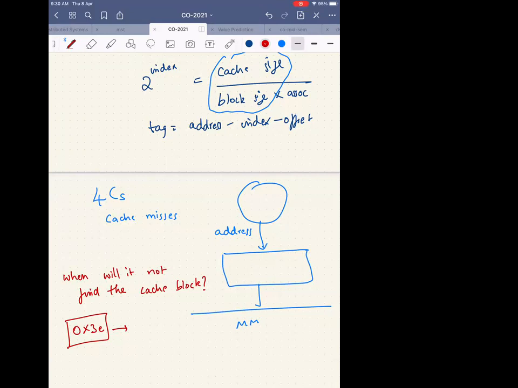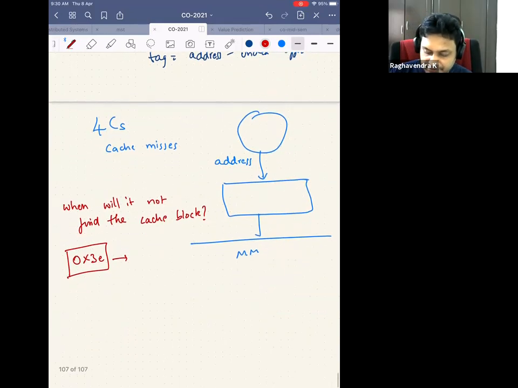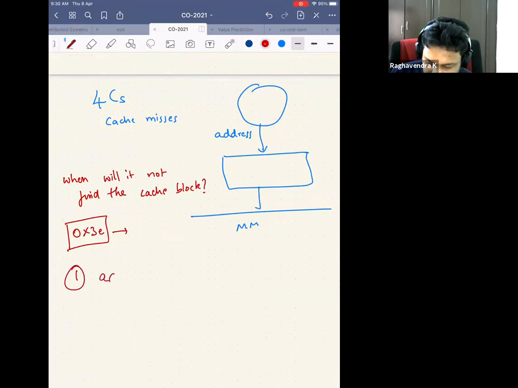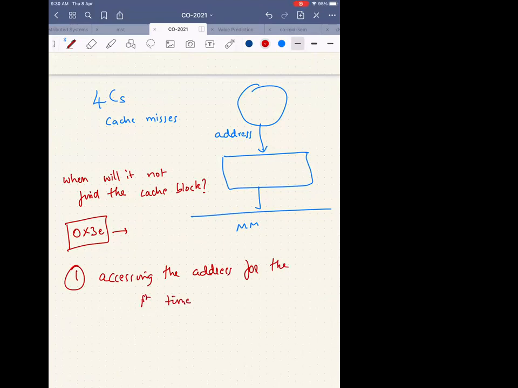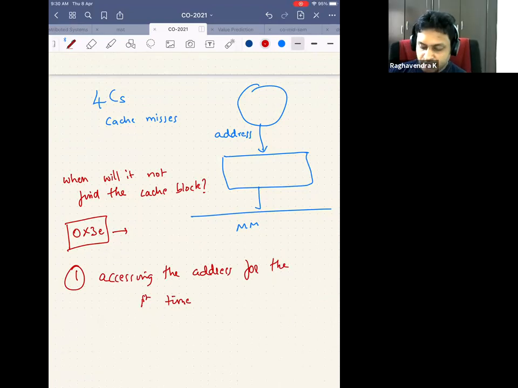Sir, if it's the first time, when we are loading something that wasn't previously loaded. Yeah, right. So when I am accessing the address for the first time, I will not find that block in the cache. Also, when all the blocks are filled in the set. Yeah, first I'll come to that next.